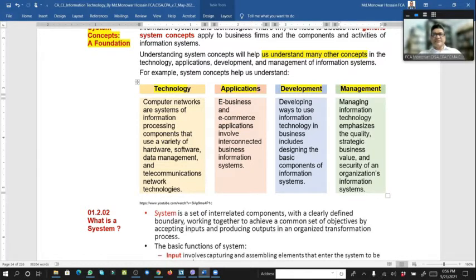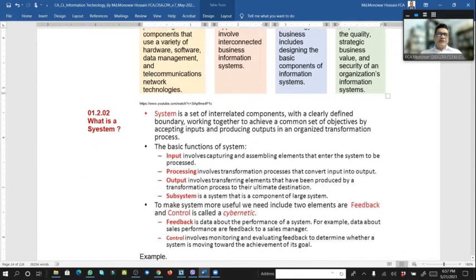Application: e-business and e-commerce. E-business and e-commerce are different things, and e-business is broader. E-commerce is a part of e-business. Application involves interconnected business information system. Development means developing ways to use information technology in business, which includes designing the basic components of an information system. And management means managing information technology, emphasizing the quality, business value and security of the organization's information system. So technology, application, development, management, we will understand all from here.